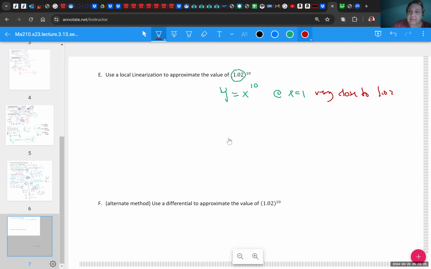All right, so hopefully that wasn't too confusing an explanation. I don't feel like I did the best job, but hopefully I can make up for it in the explanation of the local linearization.